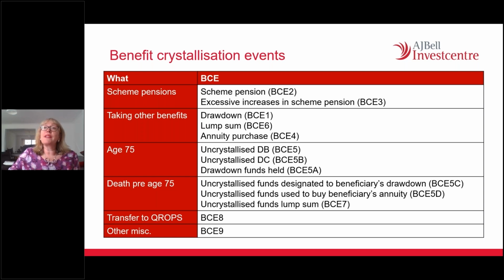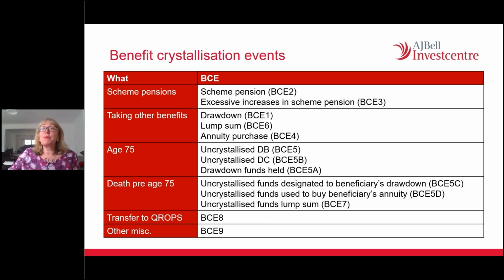There are benefit crystallization events when someone takes the money from a defined contribution plan. For example, they buy an annuity, or they designate it to drawdown, or they take a PCLS. With these, you take the monetary value of the pension fund and compare it against the lifetime allowance.